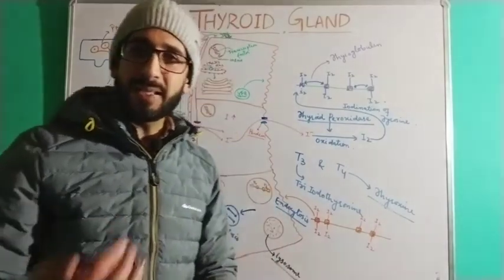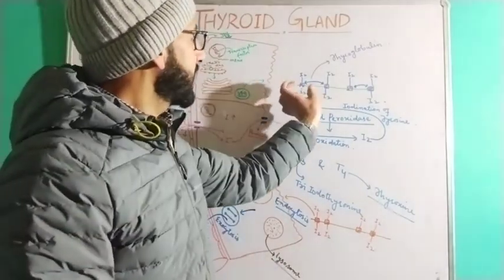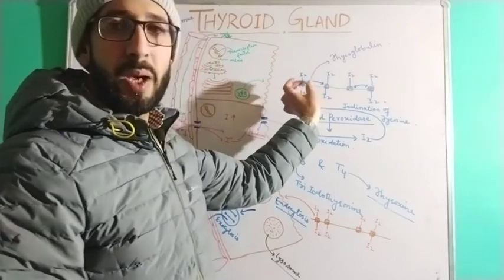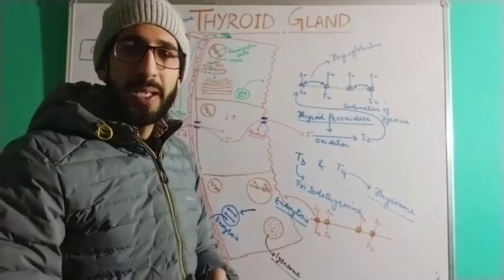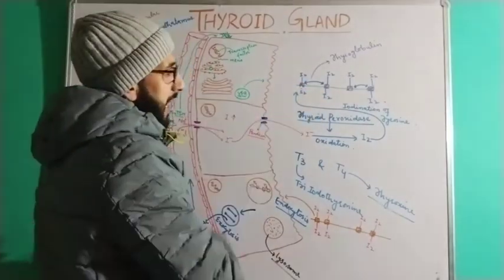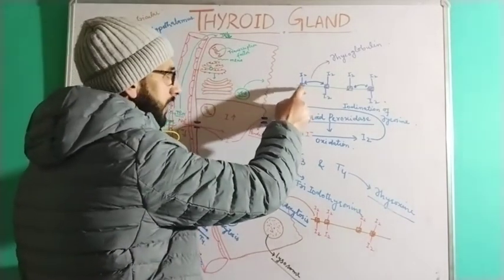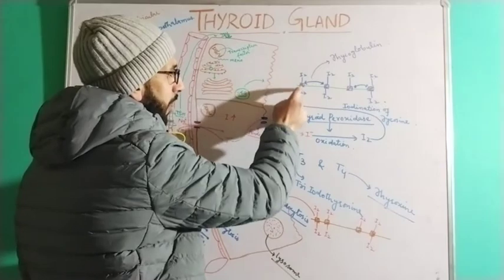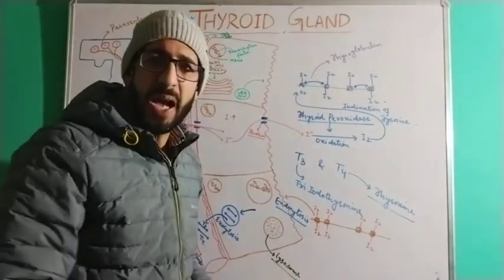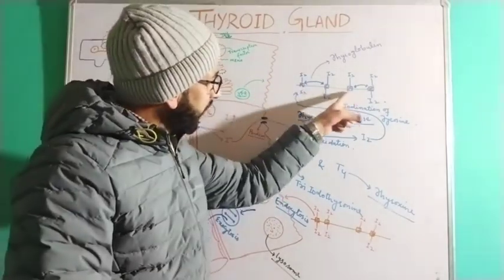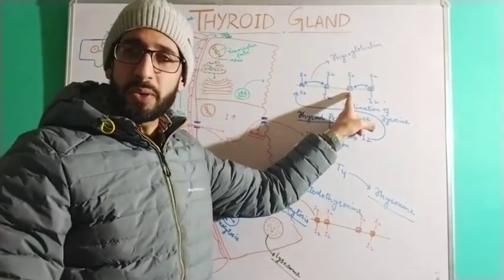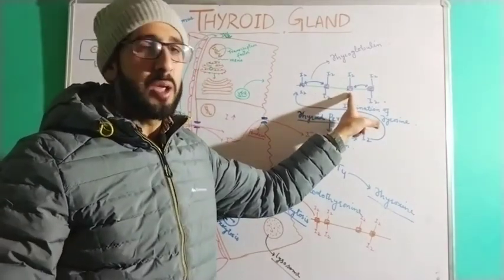And then the next step is the coupling reaction. That means these tyrosine amino acids are bound together. Now, if two iodine are bound with the tyrosine, that is called diiodotyrosine. And if one iodine is bound with the tyrosine, that is called monoiodotyrosine.